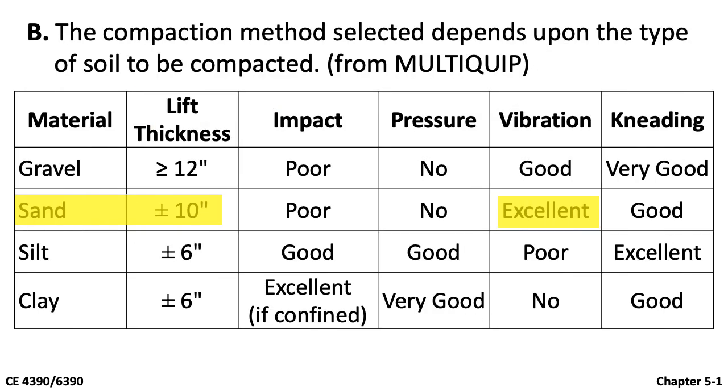The compaction method selected depends upon the type of soil to be compacted. This table here is from Multiquip. For example, vibration is good for sand, and the recommended lift thickness is around 10 inches.